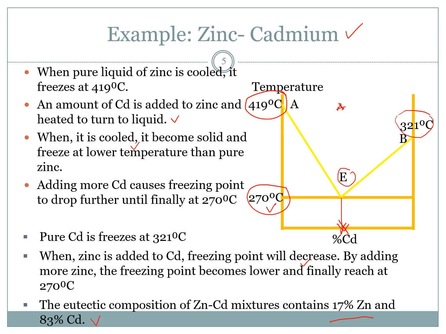In this region, we have liquid zinc plus liquid cadmium. In this region, we have liquid phase plus zinc solid. And then in this region, we have liquid phase plus cadmium solid. Below the eutectic point, we have zinc solid plus cadmium solid.